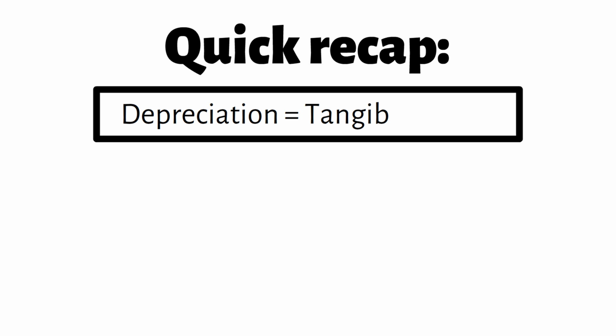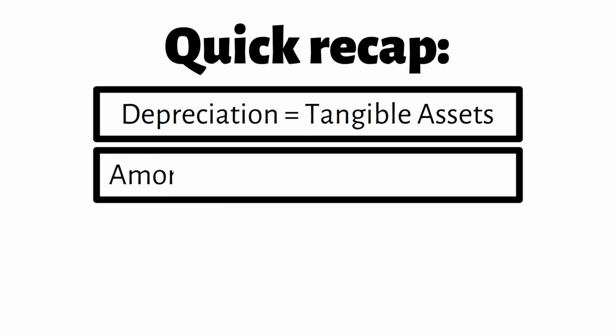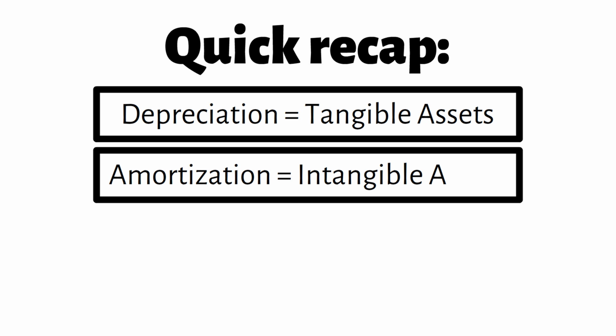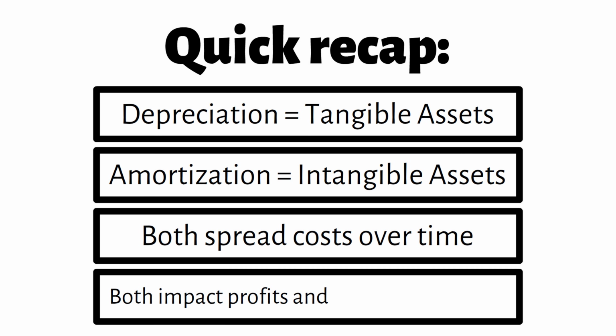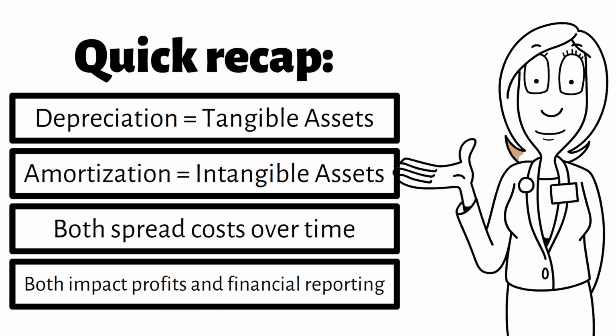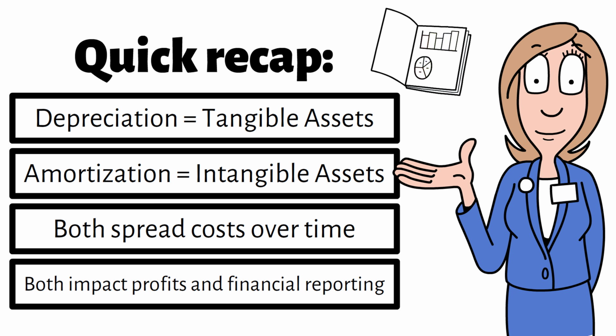Quick recap. Depreciation equals tangible assets. Amortization equals intangible assets. Both spread costs over time. Both impact profits and financial reporting. Understanding these concepts helps you read financial statements more accurately and even make smarter business decisions.